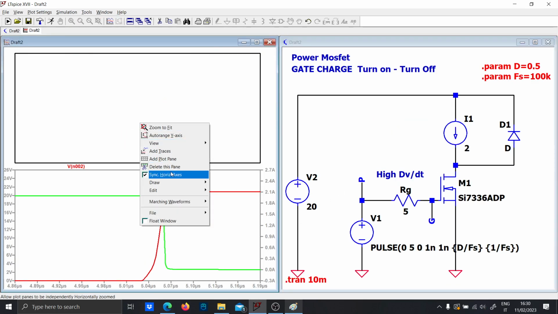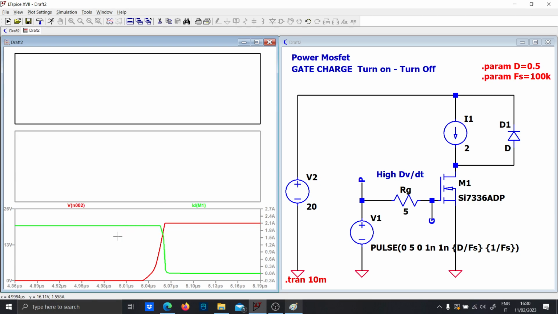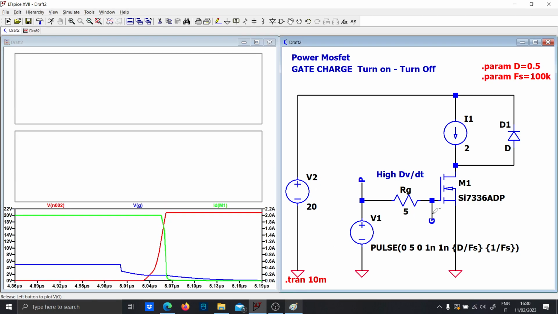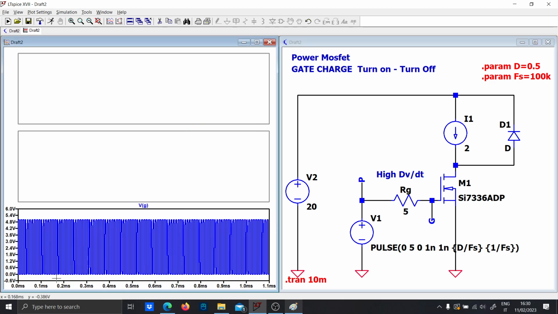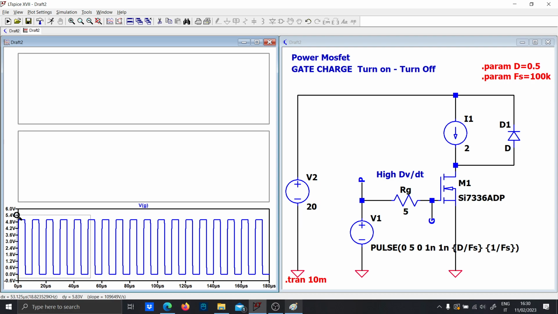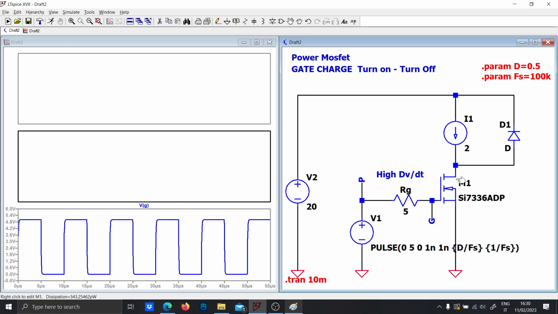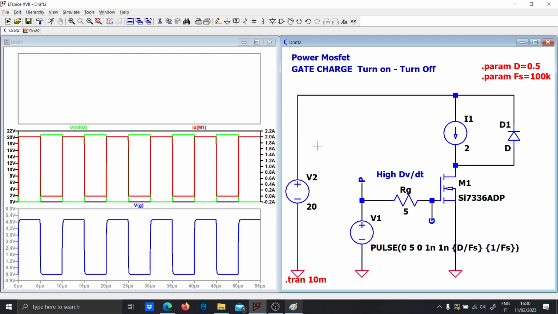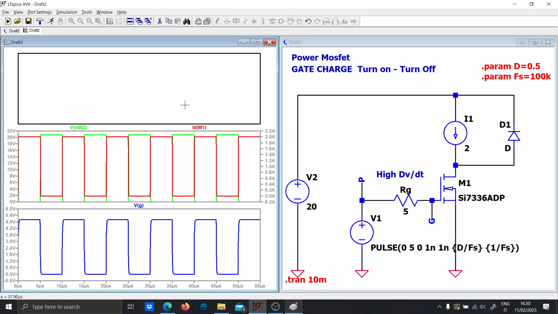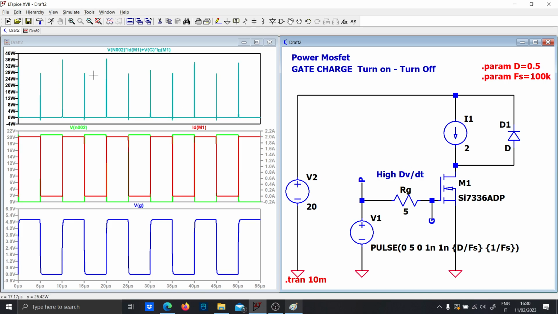Here we have the gate voltage, the drain current and voltage. And now let's compute the power. You can click Alt in the MOSFET and it will give a very complex expression.